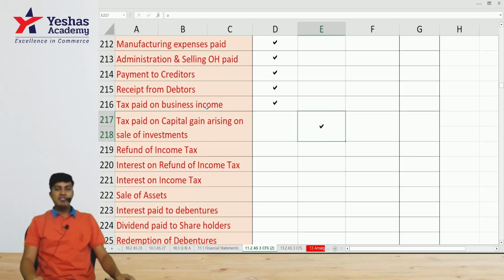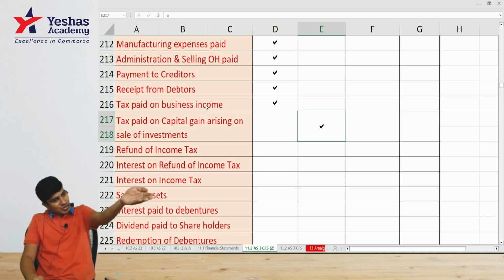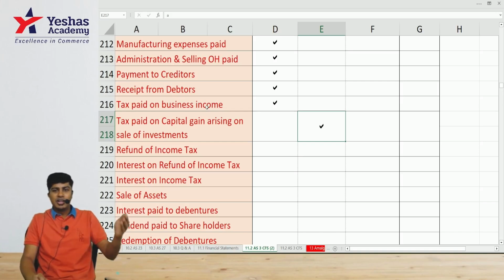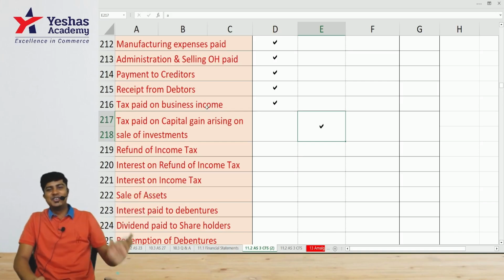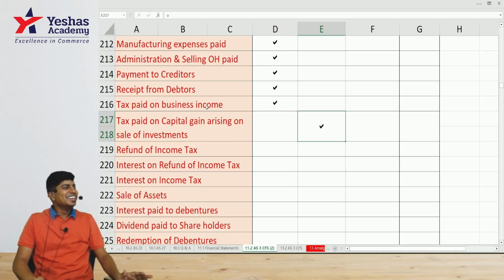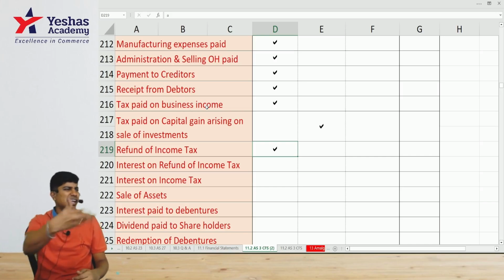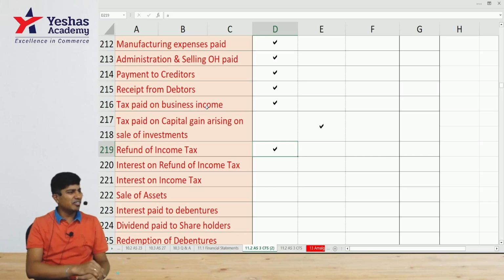What if you get refund of income tax from government? Because you paid more money. Government is like, hey, you paid extra. Take your money. I don't want your money. Got it? So where do we keep that money? It is operating. Sir, why do we pay extra? Maybe excess TDS, or you paid more advance tax.